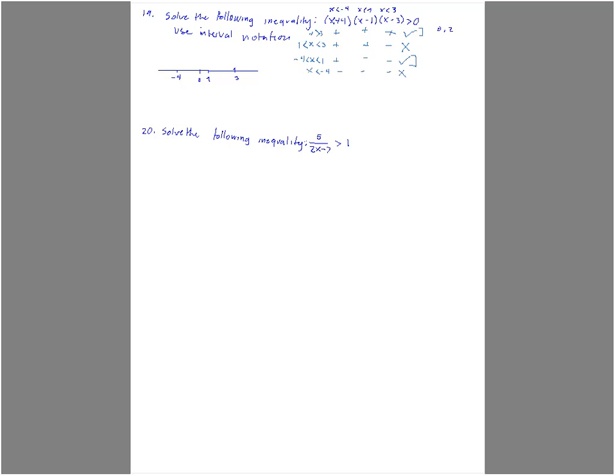So using interval notation, remember that these are exclusive. So we'll go ahead and say from -4 to 1 excluding both, and from 3 to infinity, also excluding both. And that is the solution to that problem in interval notation. Now the last problem that we have here is solve the following inequality. 5 over 2x minus 7 is greater than 1.